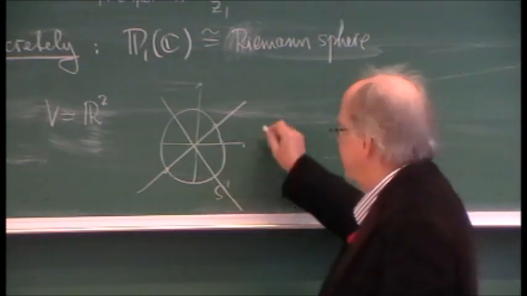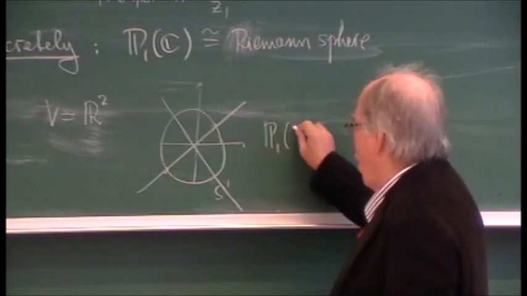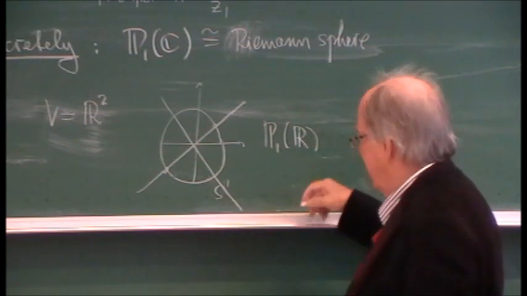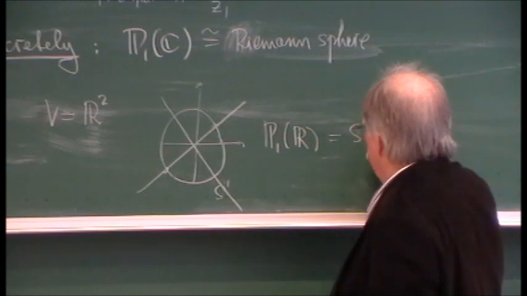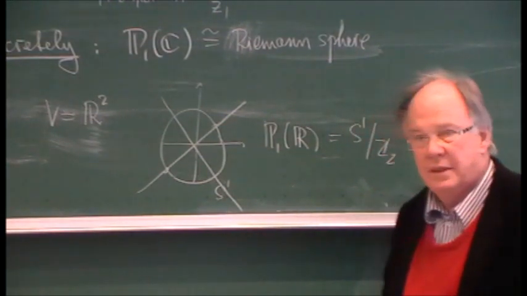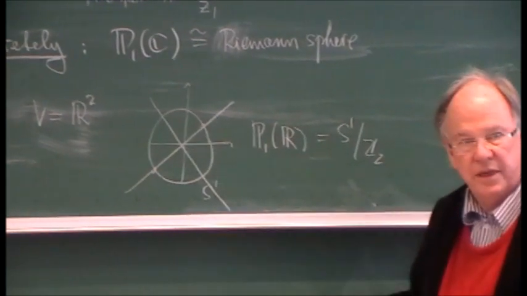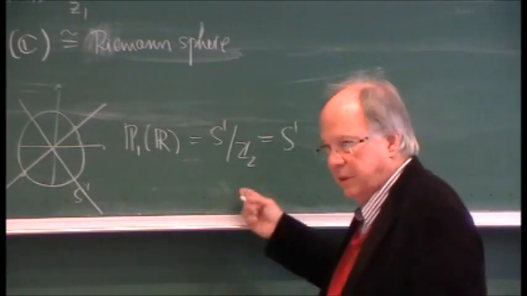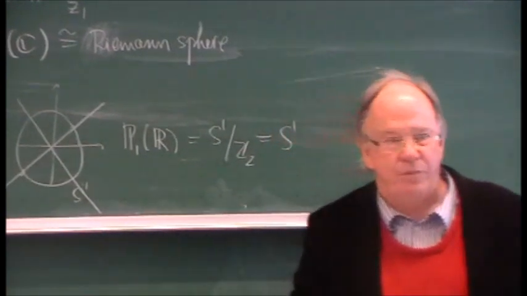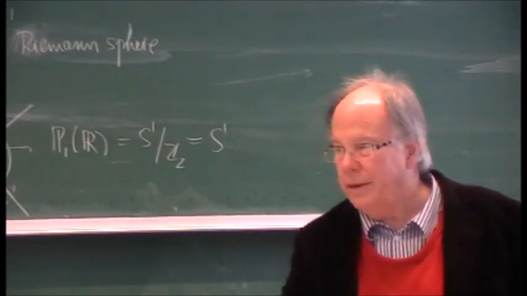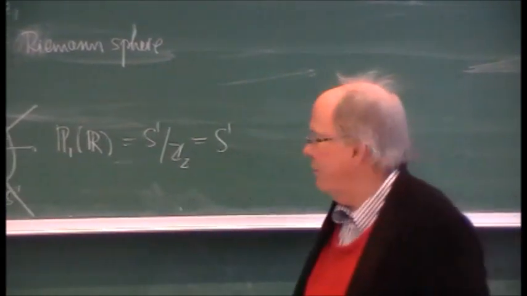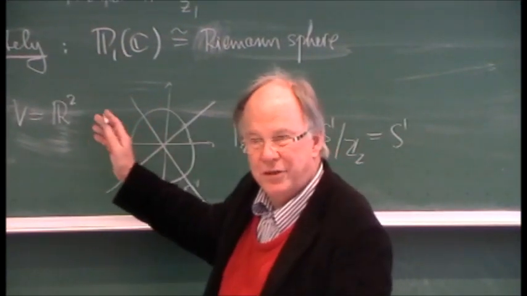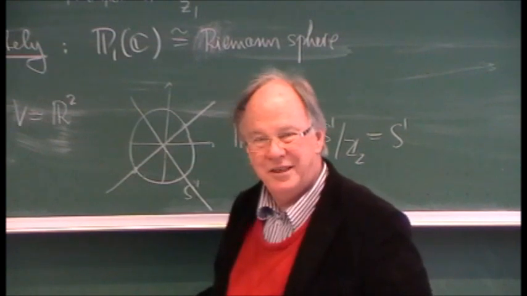So the projective space P1R is S1 modulo Z2, because of the opposite identification. And S1 modulo Z2 is S1, by the map that you like, namely z goes to z squared. That makes that identification. So I'm glad you made this remark. This is definitely not the circle.